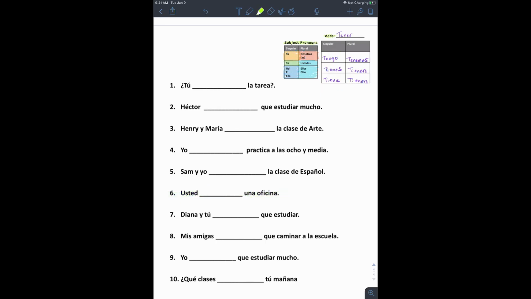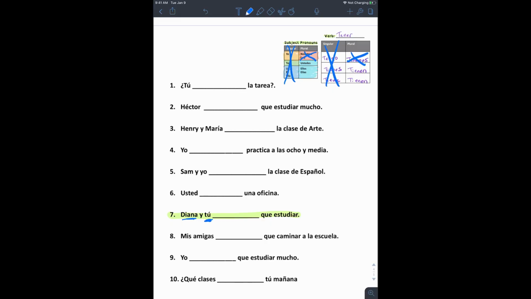You have an office. 7, Diana y tú blank que estudiar. Diana and you have to study. All right, we know that Diana is one person, and it looks like I'm also talking to another person. So remember, Diana, one person, but I'm also talking to another, which means there's two people that I'm referring to. So if that's the case, then eliminate singular options already. It does not say y yo.